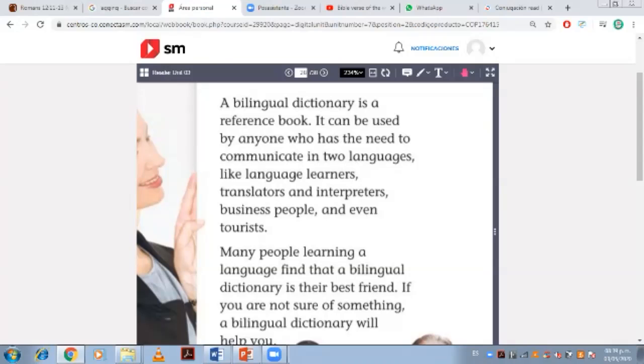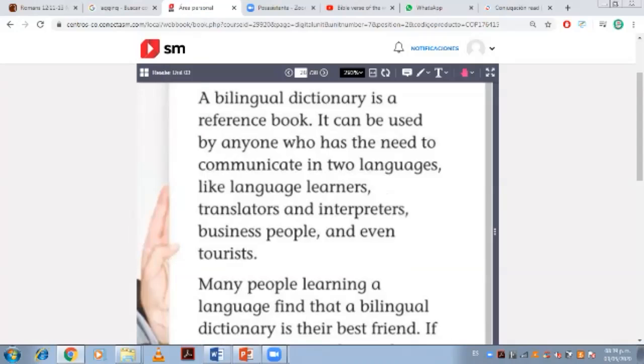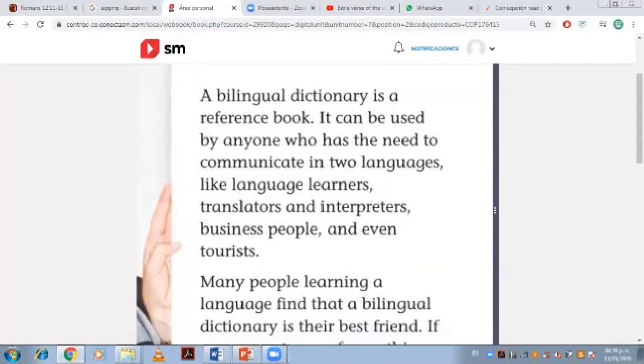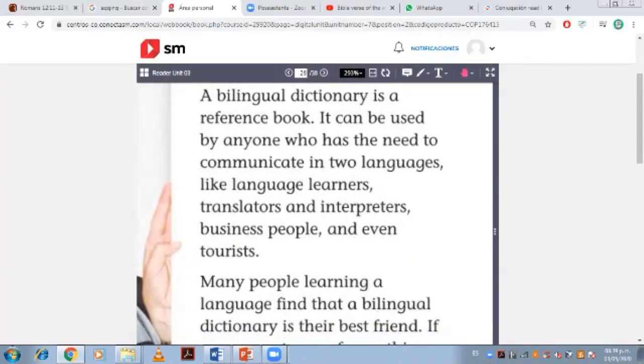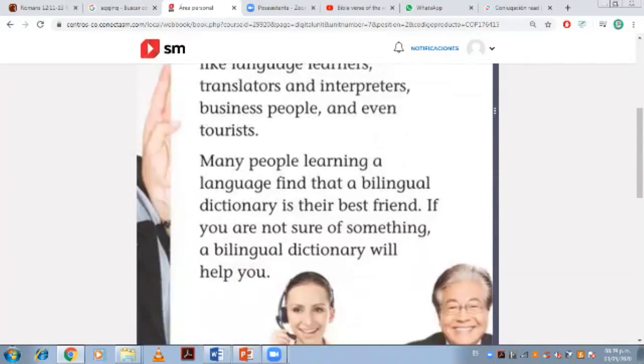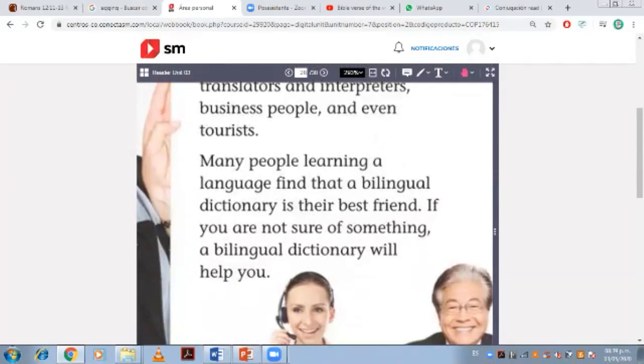A bilingual dictionary is a reference book. It can be used by anyone who has the need to communicate in two languages, like language learners, translators and interpreters, business people, and even tourists. Many people learning a language find that a bilingual dictionary is their best friend. If you are not sure of something, a bilingual dictionary will help you.